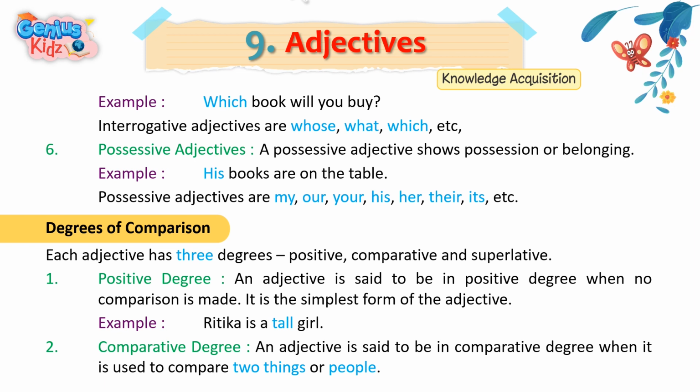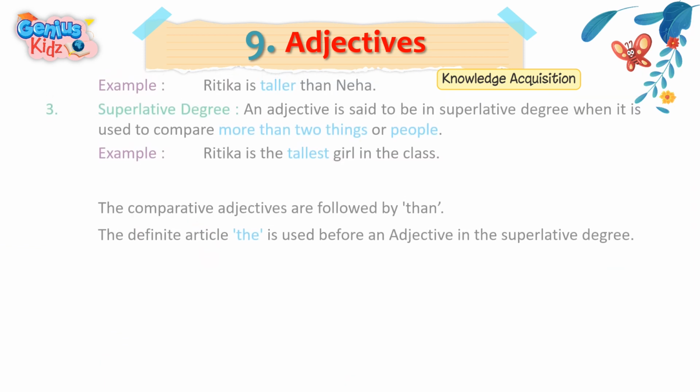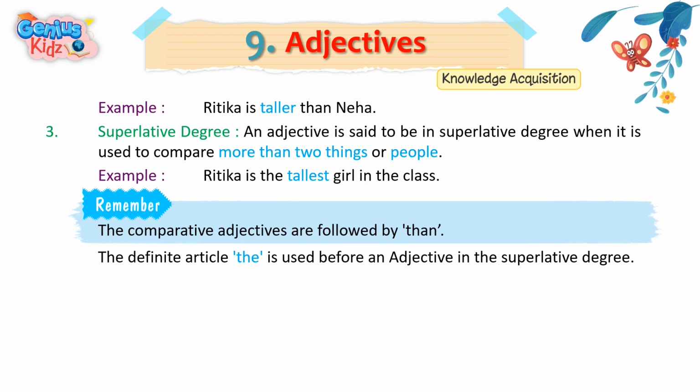2. Comparative degree. An adjective is said to be in comparative degree when it is used to compare two things or people. Example: Ritika is taller than Neha. 3. Superlative degree. An adjective is said to be in superlative degree when it is used to compare more than two things or people. Example: Ritika is the tallest girl in the class. Remember, the comparative adjectives are followed by than. The definite article the is used before an adjective in the superlative degree.